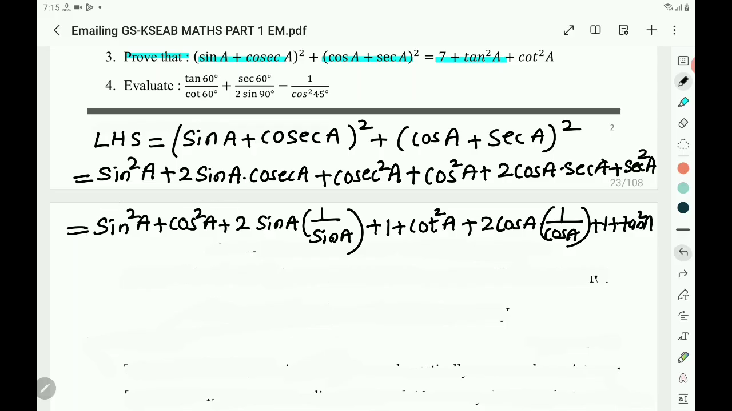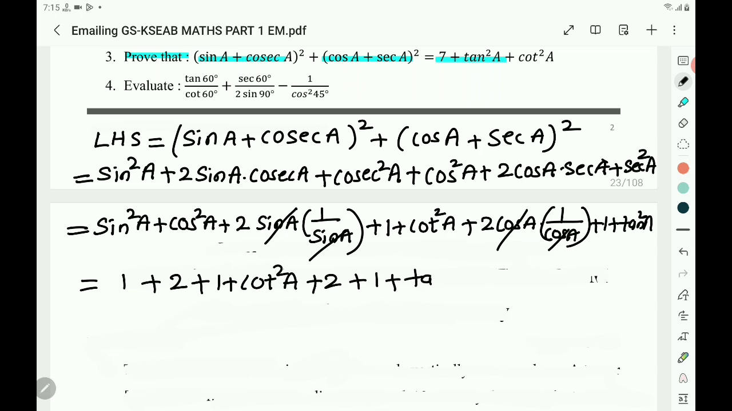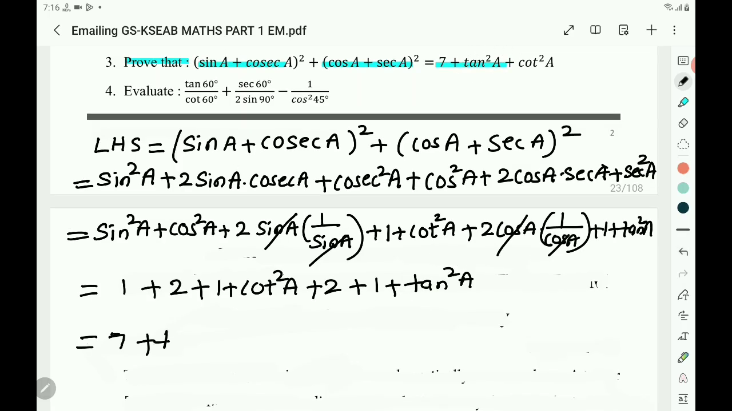Sin square A plus cos square A is 1 according to the identity. Plus, you can cancel sin A and sin A, so 2, plus 1 plus cot square A, plus you can cancel cos A and cos A, here 2 is remaining, plus 1 plus tan square A. That equals 1 plus 2 plus 1 plus 2 plus 1. 1 plus 2 is 3, 3 plus 1 is 4, 4 plus 2 is 6, 6 plus 1 is 7. So 7 plus tan square A plus cot square A equals RHS.